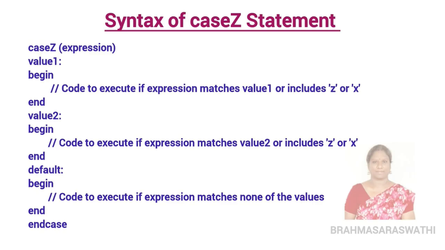In the value 2 begin end block, the code executes if the expression exactly matches the value 2 or includes a Z or X. The last one is the default condition. In the default begin end block we write the code to execute if the expression matches none of the above values. If value 1 and value 2 do not match, the default code will be executed. This is the syntax of the casez statement.